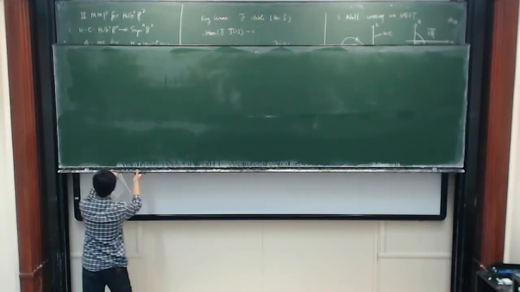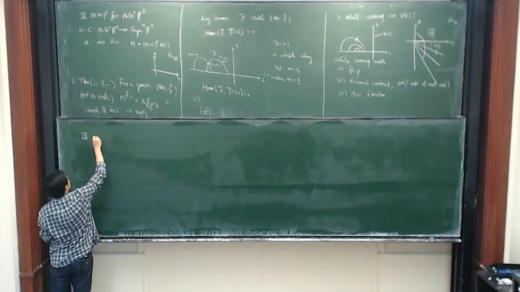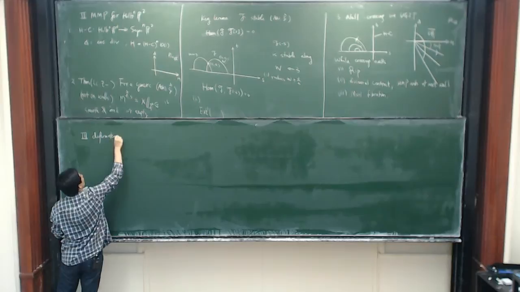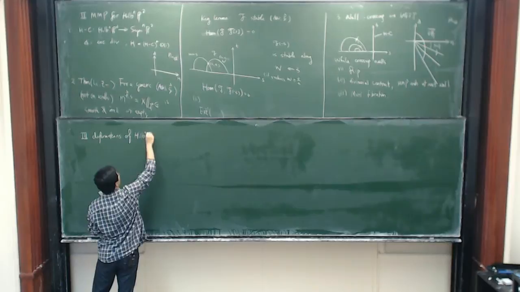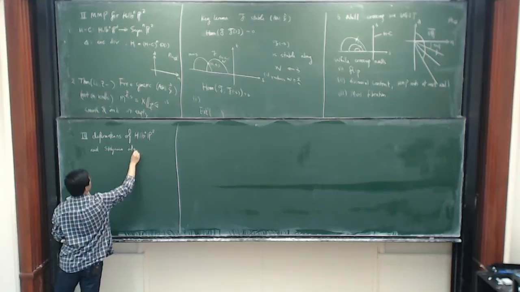So as my title is about the MMP for deformation of Hilbert scheme of points on P2. The third part I want to introduce is how to construct these deformations of Hilbert scheme of points on P2 via the so-called Sklyanin algebra. So what's the story?